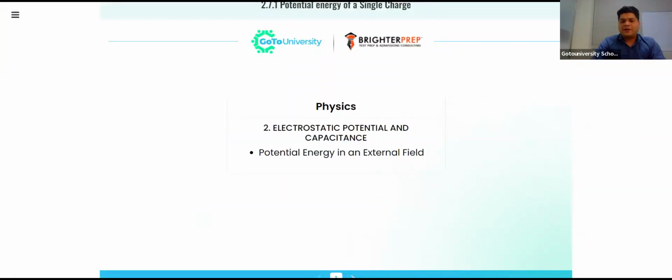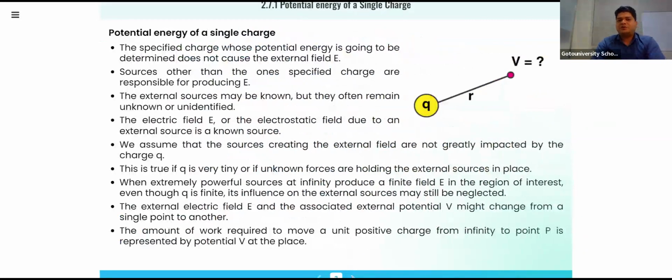Textbook. I have explained you the concept of it. First, the potential energy due to a single charge. I have explained you the concept. Once again, I will repeat: the potential energy due to a single charge will be what? What do we have to consider first? What will be the condition for this?